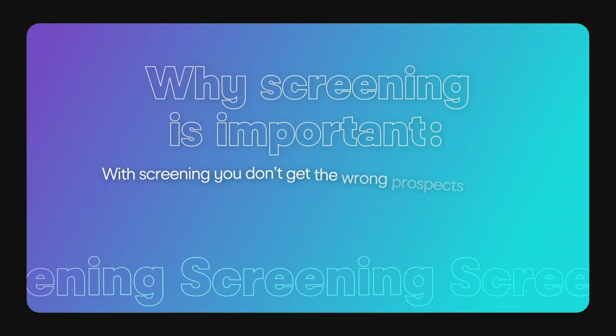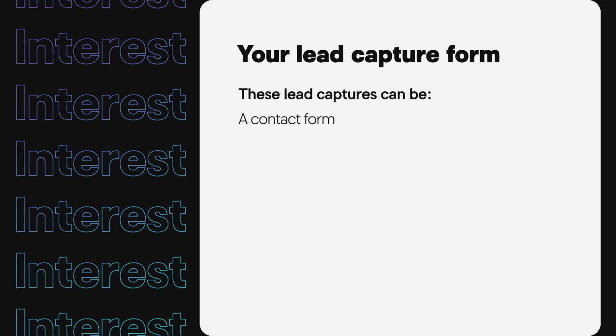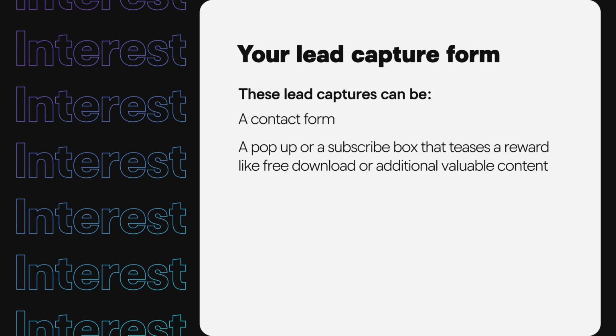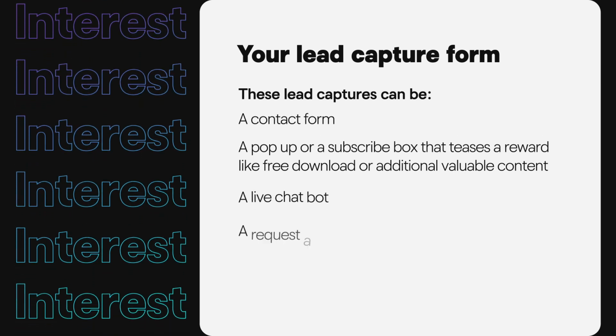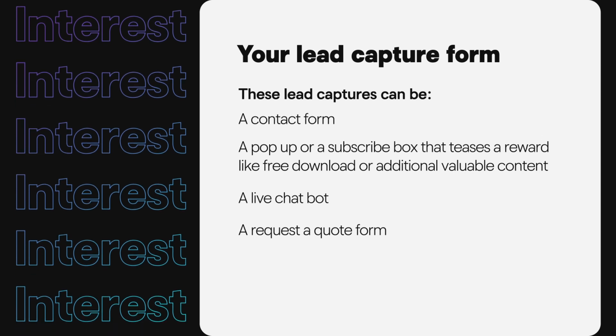By screening those leads, you don't get the wrong prospects in the funnel, and your funnel conversion numbers begin to properly reflect how well your funnel is performing. So in your lead capture form, think of ways you can turn it into a screening process. These lead captures can be a contact form, a pop-up, or a subscribe box that teases a reward like a free download or additional valuable content, a live chatbot, or a request a quote form. Engaging with these types of options on a website is a sign of interest. The lead wants to learn more.